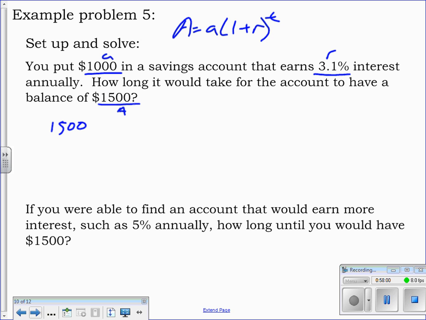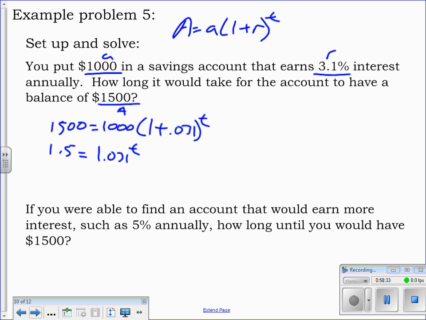1,500 equals 1,000 times 1 plus 0.031 to the t power. We've got to solve for the exponent. So, step by step, don't rush through this. First thing you do, divide both sides by 1,000. So you get 1.5 equals 1.031 to the t power. Add what's in the parentheses, divide by 1,000. Does that make sense? You see what I did there?